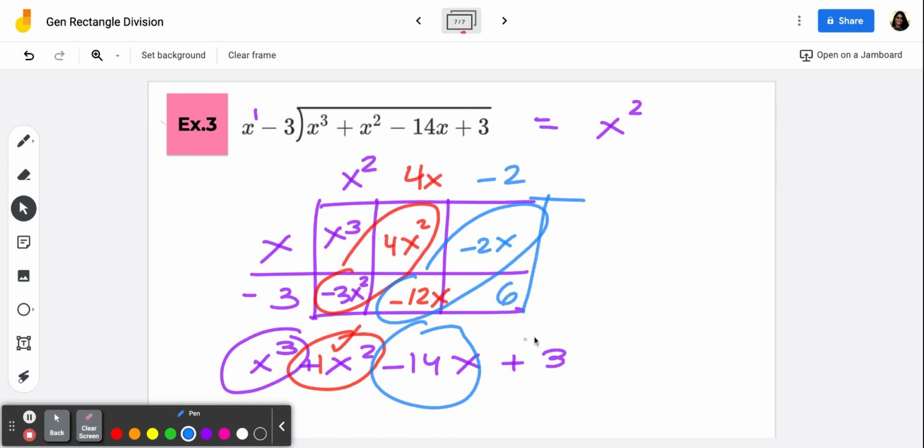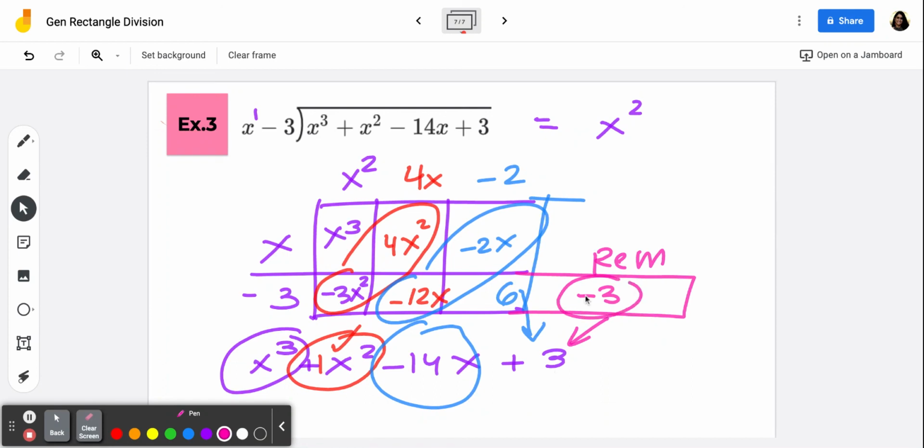Okay, now here's the problem. We want to be at a positive 3, but we're at a positive 6. What that means is for the first time, we have a remainder. Now, a remainder isn't scary. It's logical. 6 plus what brings me down to a 3? 6 minus 3 brings me down to a 3. The remainder is negative 3.